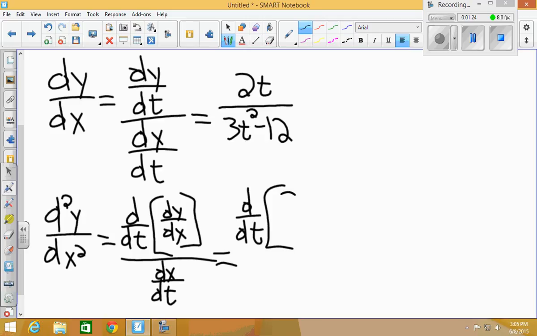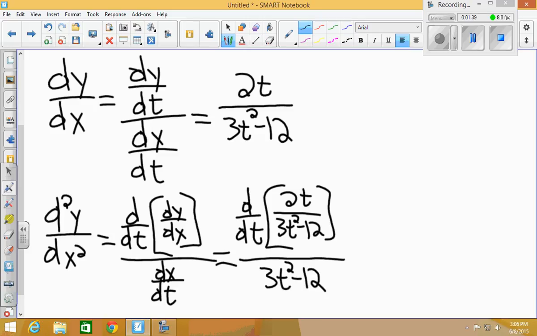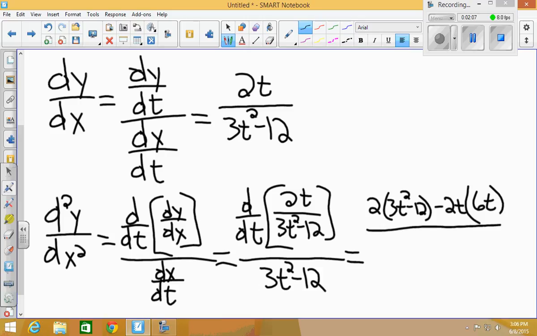So we're finding the derivative of 2t divided by 3t squared minus 12 with respect to t, and we're dividing that by dx/dt, which is again 3t squared minus 12. Well, for the derivative of that numerator, we're going to have to do the quotient rule. So the derivative of the numerator is 2 times a copy of the denominator, 3t squared minus 12, minus a copy of the numerator, 2t, times the derivative of the denominator, which is 6t. All of that divided by the denominator squared. Okay. All of that divided by dx/dt, which is 3t squared minus 12.